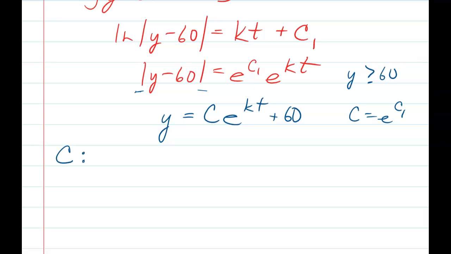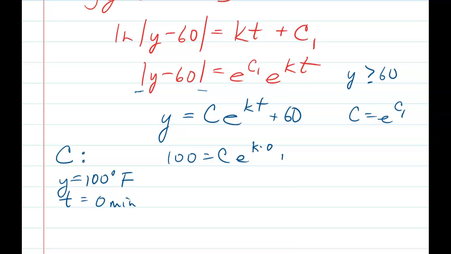To get C, let's start with y being equal to 100 degrees Fahrenheit. And the time when that is true is at 0 minutes. So we're going to put 100 in for y, and e to the kt becomes e to the k times 0, and then the plus 60. 100 is equal to, let's see, e to the k0 is e to the 0, which is 1. So that means 100 is equal to c plus 60, which means c is equal to 40.